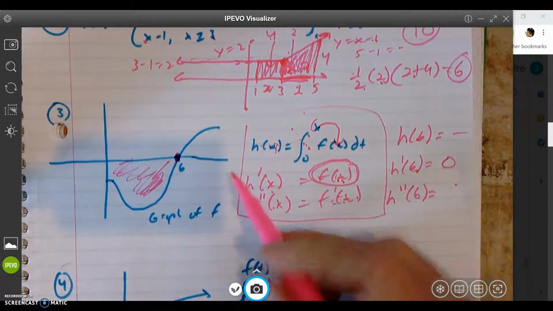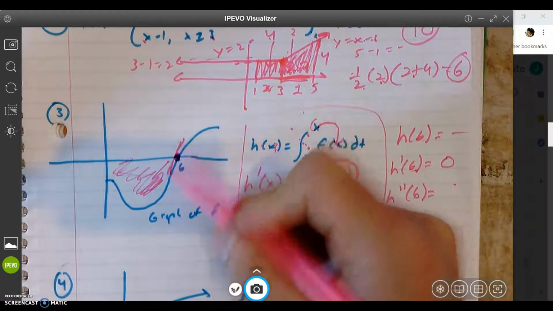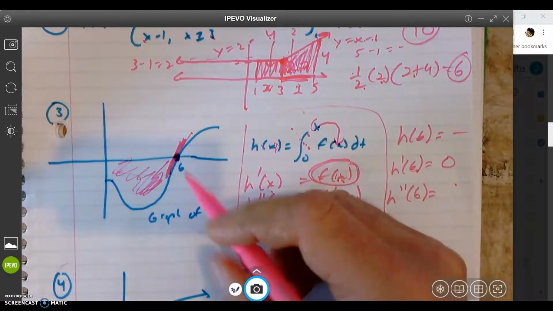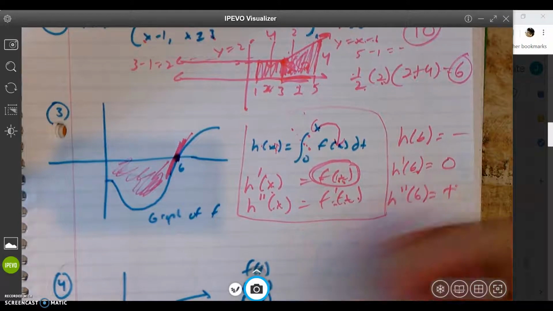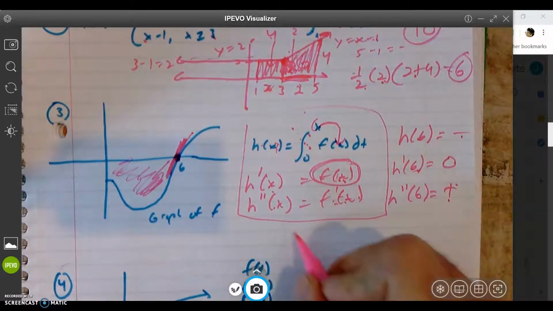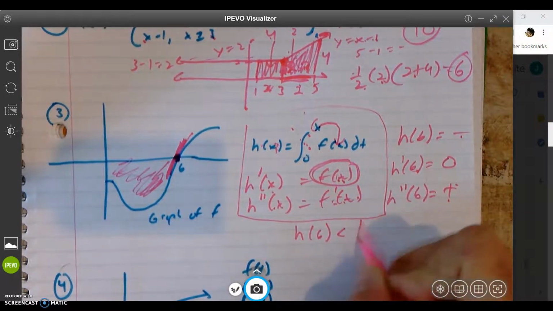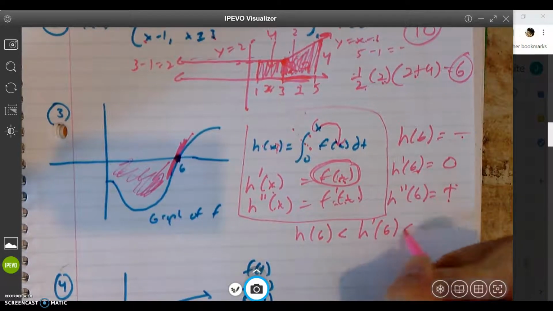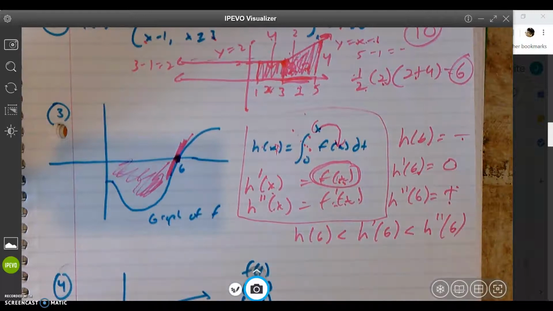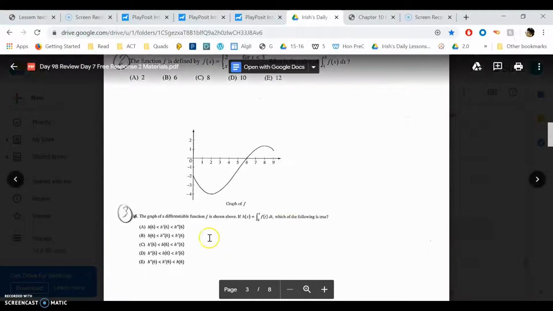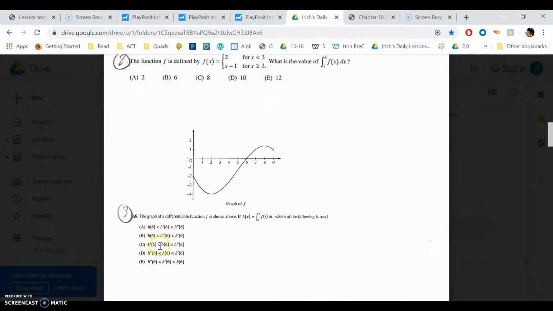Okay, so now h double prime of 6, so that's f prime of 6. That's the slope of this. So the slope of this at this point, the tangent line like that, is positive. So if you're going least to greatest, negative, 0, and positive is how you go. So h of 6 is less than h prime of 6, which is less than h double prime of 6. There you go. So what answer is that? I do not know. Let's find out. H of 6 is less than h prime, so it's A.